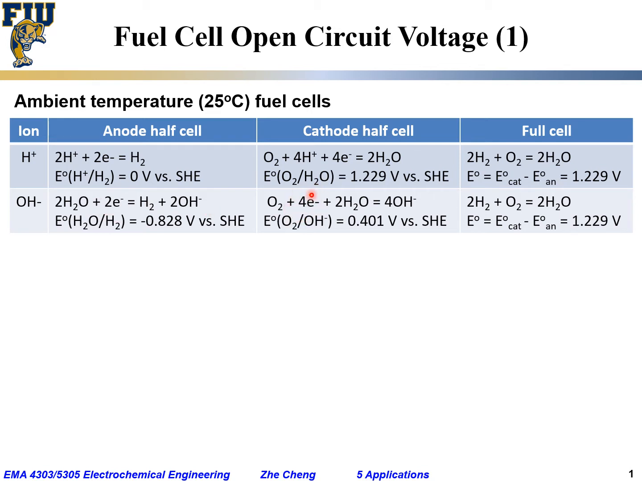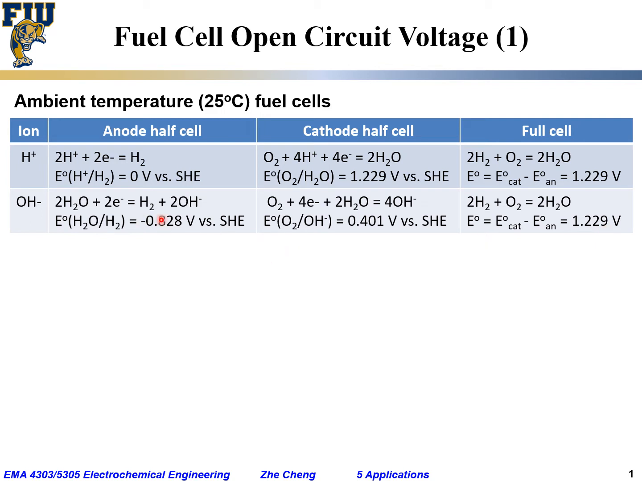Eliminate electron. Okay, and then if you combine it, we would have the same full cell reaction: 2 hydrogen molecules combined with 1 oxygen molecule to form 2 water molecules. And the standard cell potential would be the standard electrode potential for the more positive cathode minus the more negative, or anode, which is 0.401 volt minus 0.828 volt, and it turned out to be 1.229 volt.